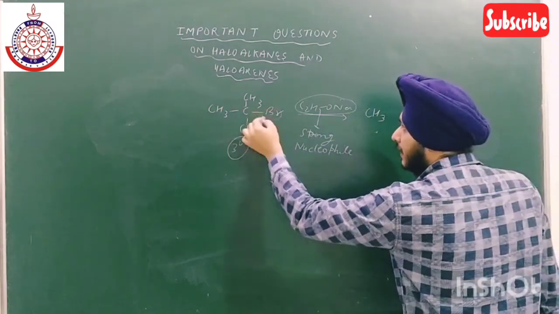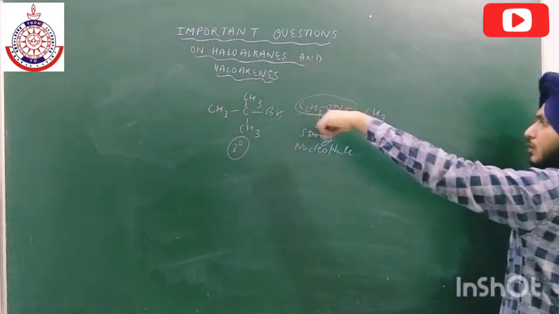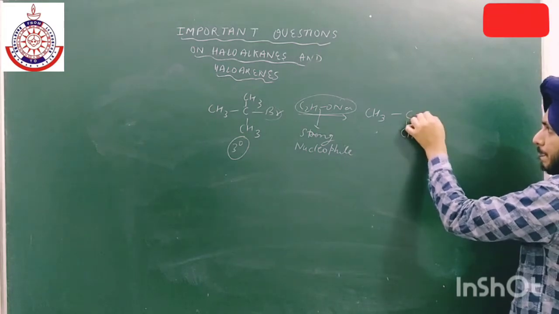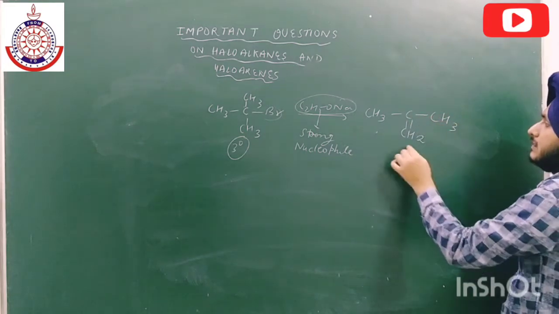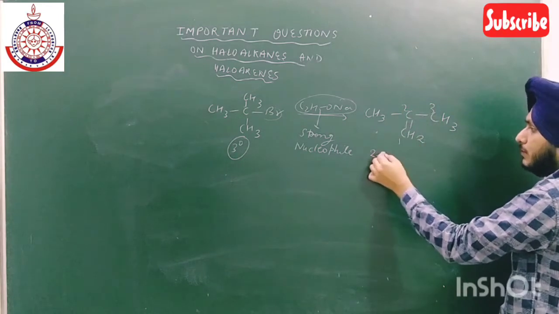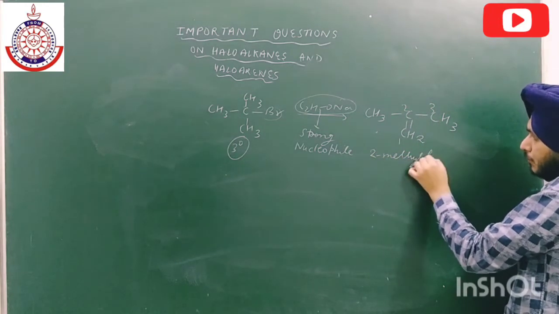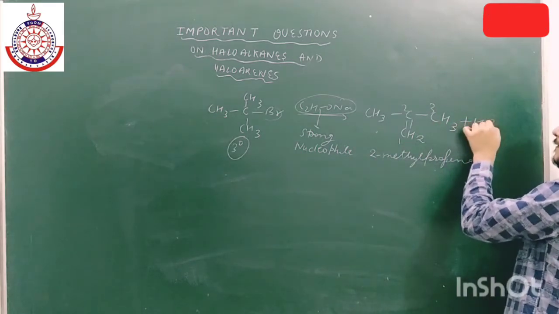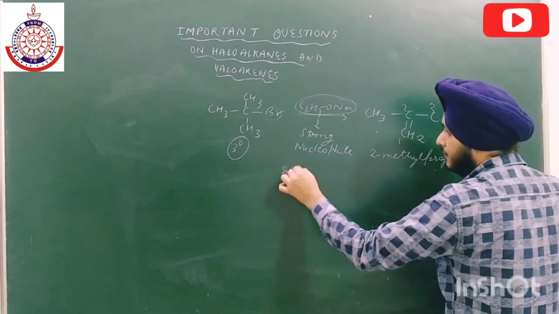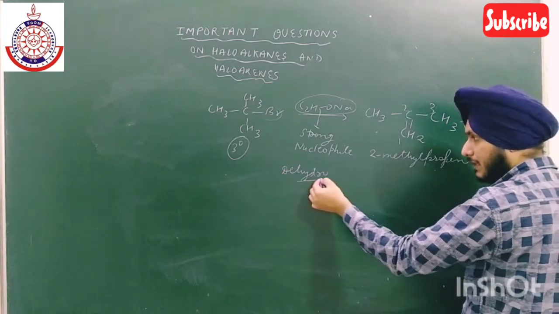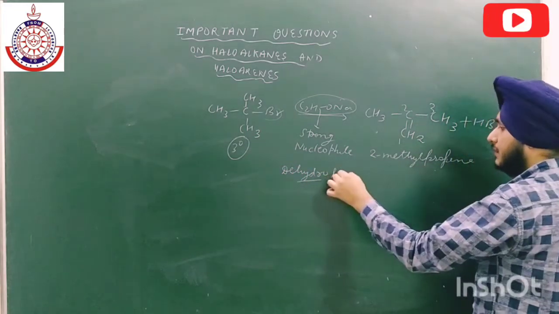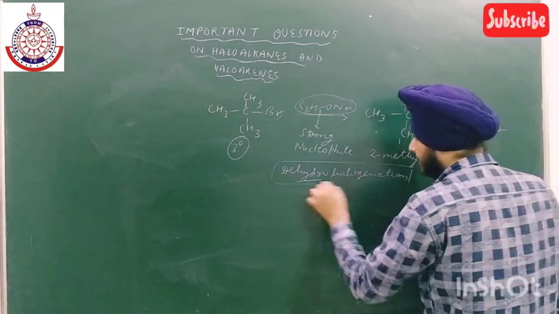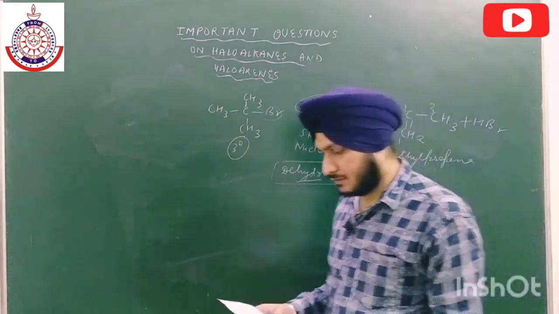Bromine will leave from here and H from any of the carbons, because all are identical. So this will be the product, 1, 2, 3, 2-methylpropene, plus HBr will leave. Dehydrohalogenation means both the hydrogen and the halogen are released, and it is also known as an elimination reaction. So this is a very important question.